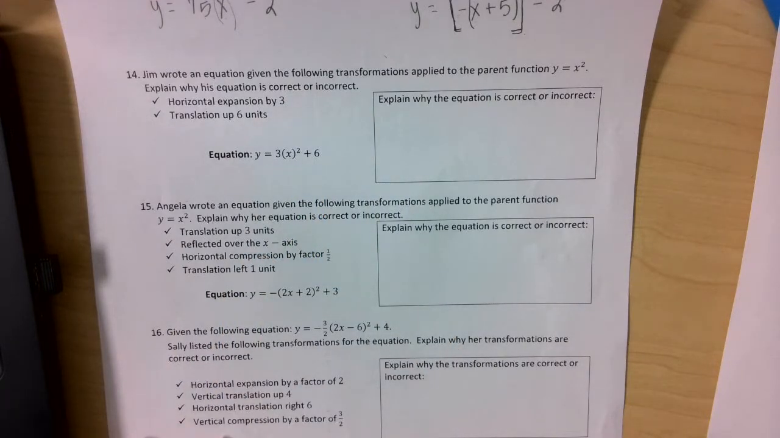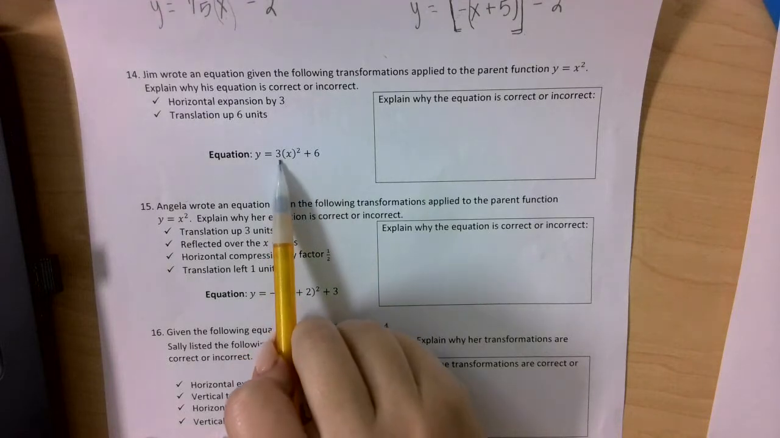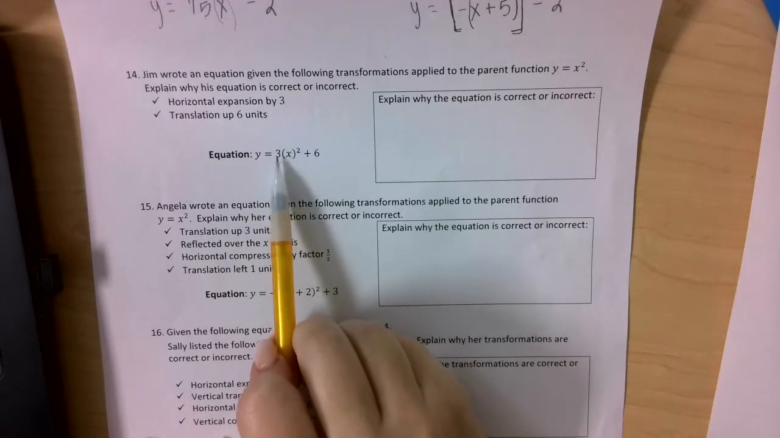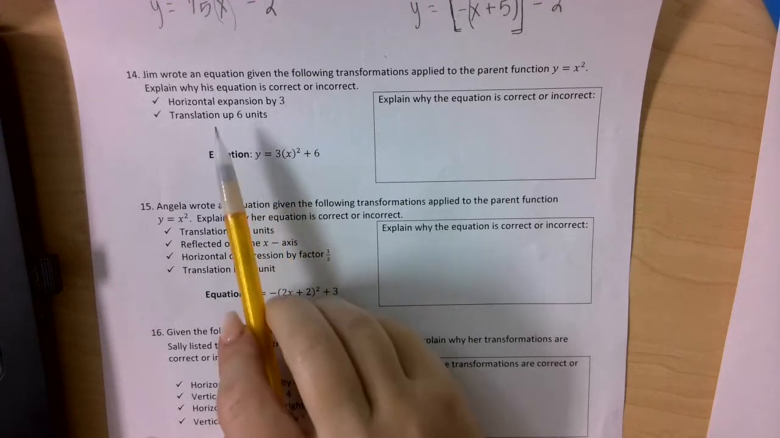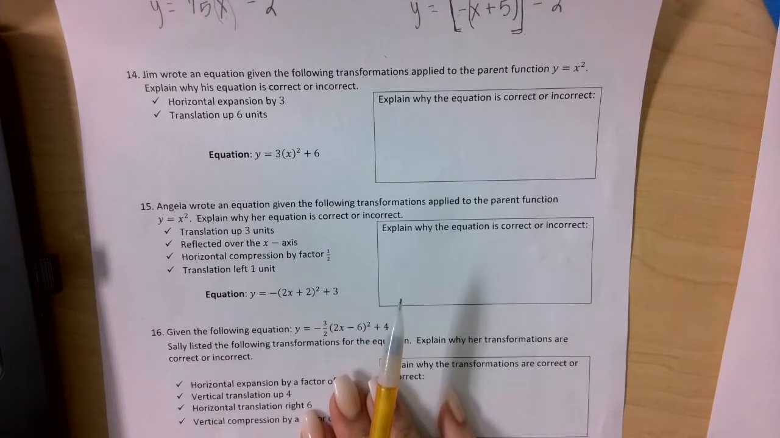So looking at this, the way it is written right now, this is showing a vertical expansion by 3 since it's in front of the parentheses, and we want it to be horizontal.